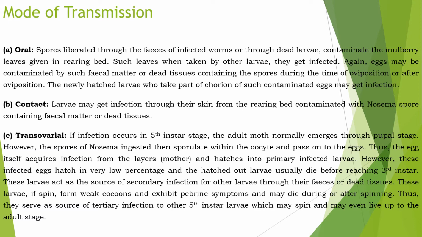The next mode of transmission is through contact, when the spores from the contaminated bed enter the skin of the silkworms. The third mode is through the trans-ovarial route that happens during the fifth instar stage. The adult moth that emerges normally will have the infection in the oocyte that passes on to the eggs. The hatching percentage of the infected eggs is very low. However, the larvae die before attaining the third instar stage.